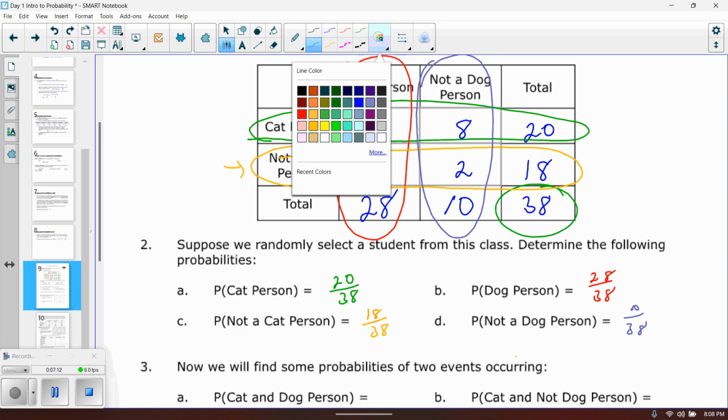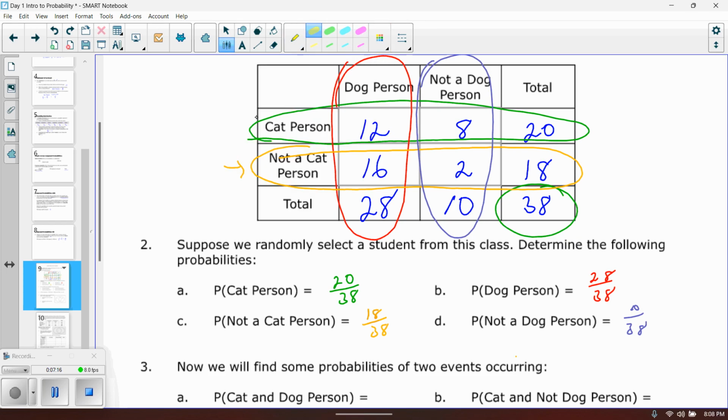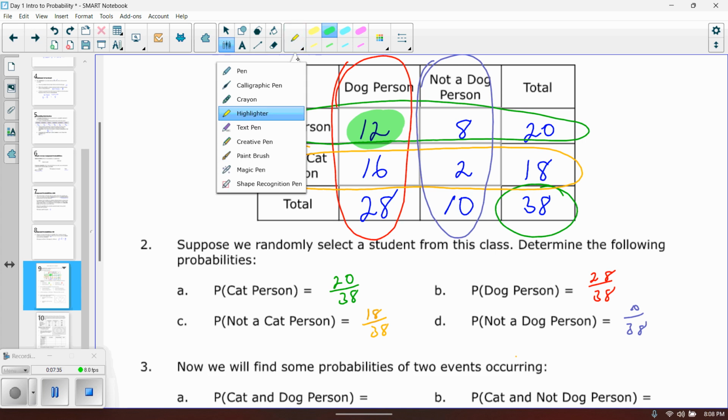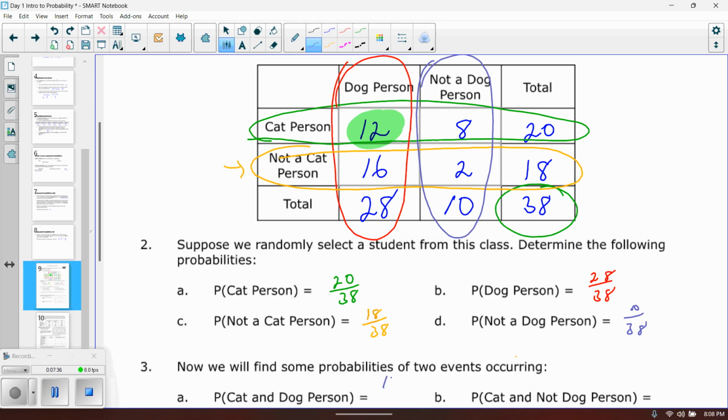Let's see if I can do a highlighter. Let's go with a green highlighter. So we want to know the probability of a cat and dog person. Well, we got to find where that is. So a cat and dog person is this one right here. So there are 12 out of the 38. 12 out of the total of 38 people are cat and dog people.